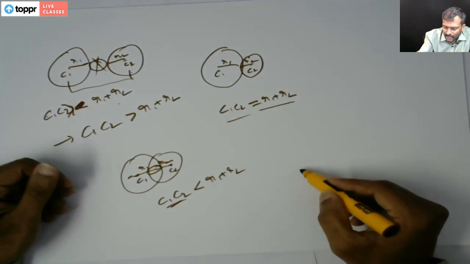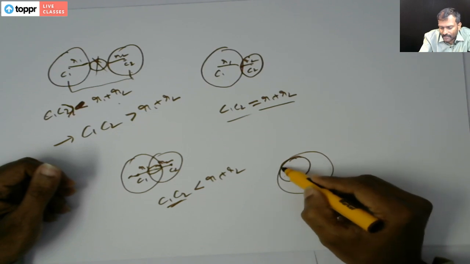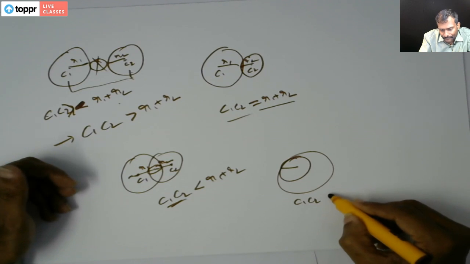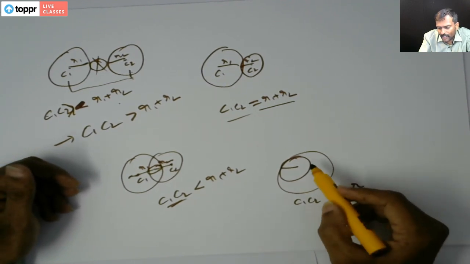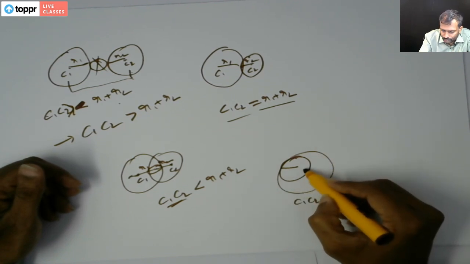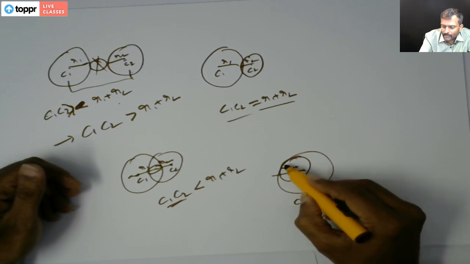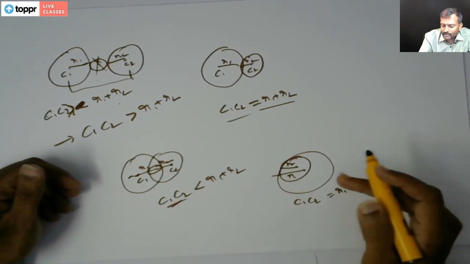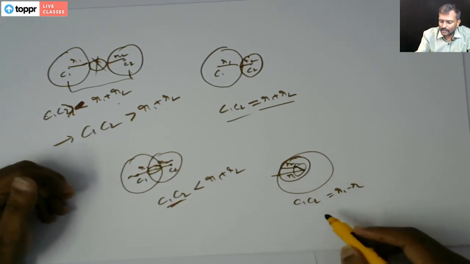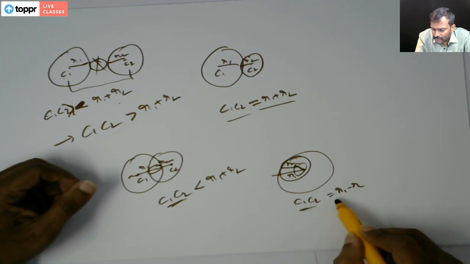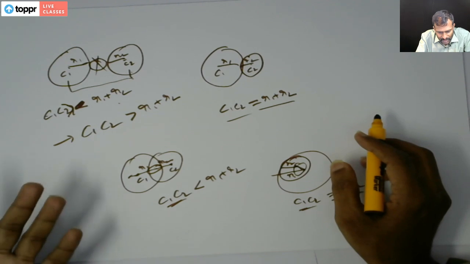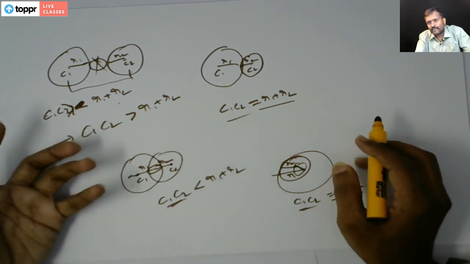And a circle can also be touching from inside. In this case C1C2 will be equal to R1 minus R2, where R1 is the radius of the bigger circle and R2 is the radius of the smaller circle. If you subtract that, you get the distance between the two centers. This is how you find whether the circles are touching each other, intersecting each other, or touching internally or not touching internally.